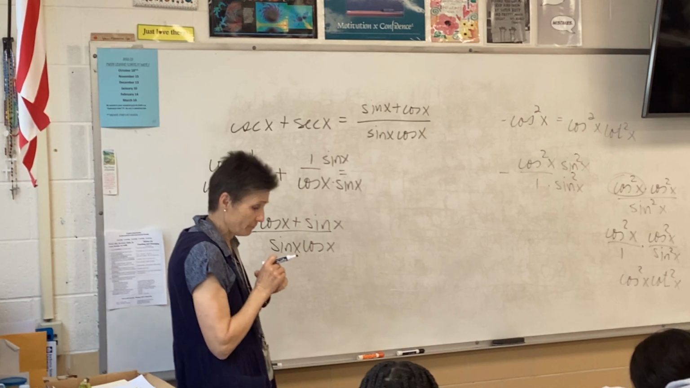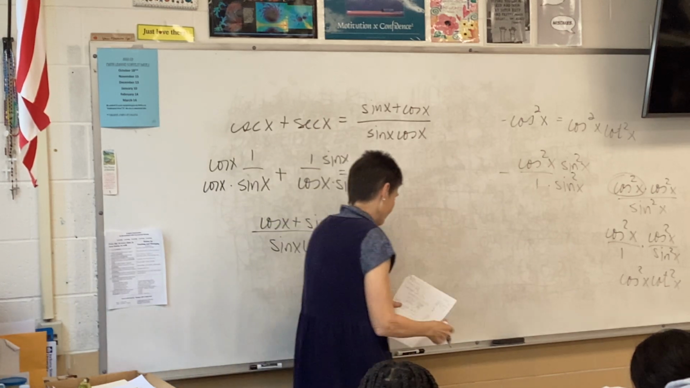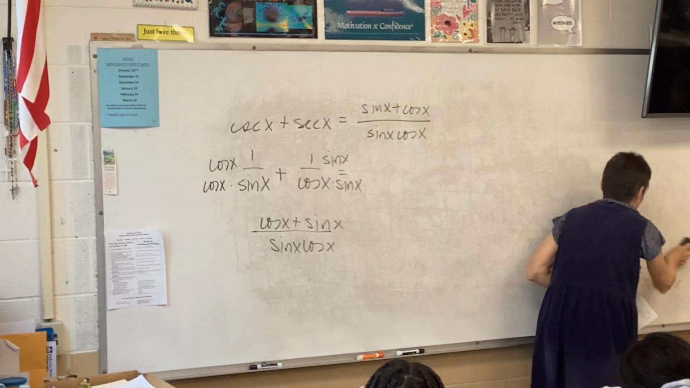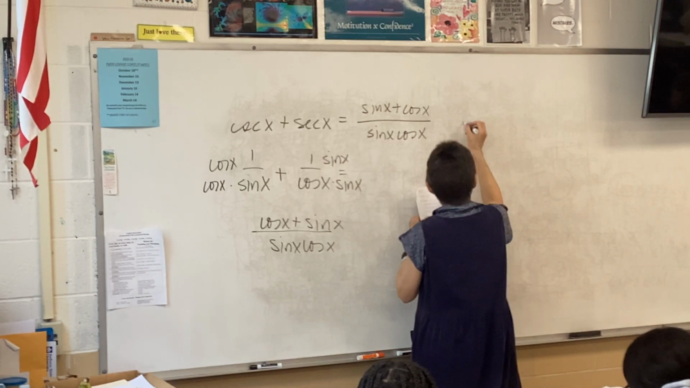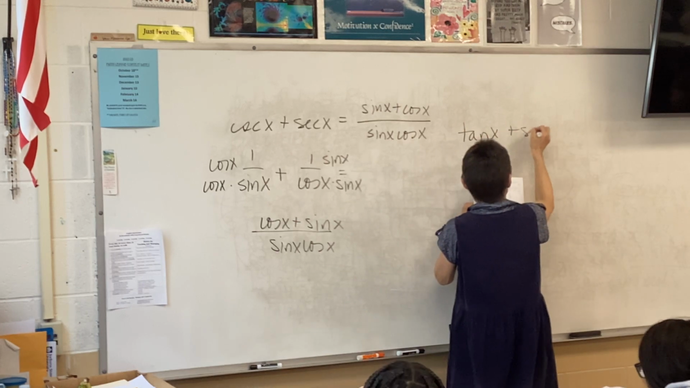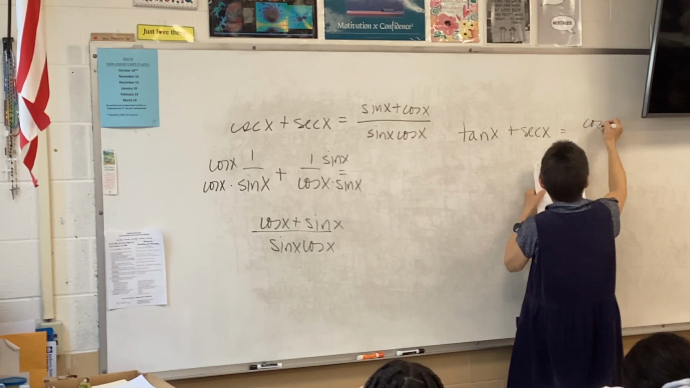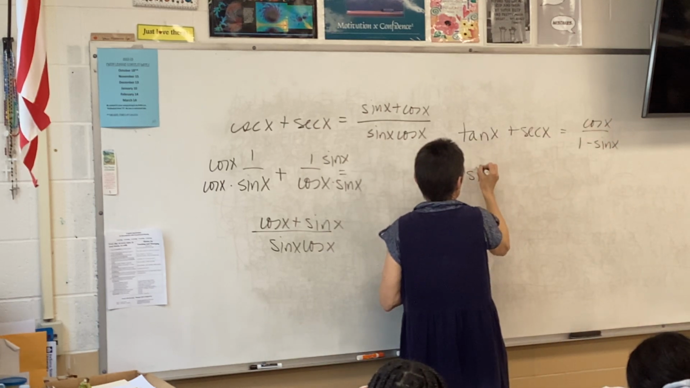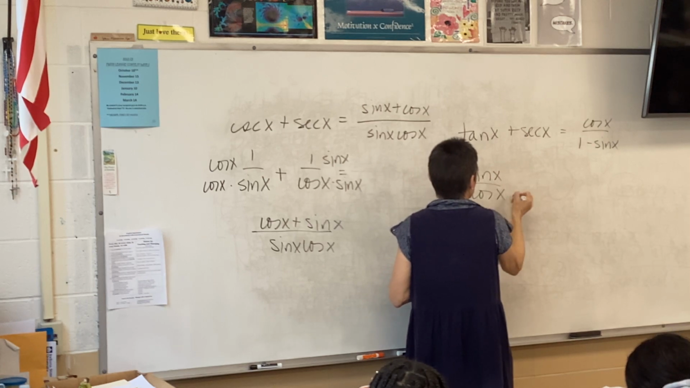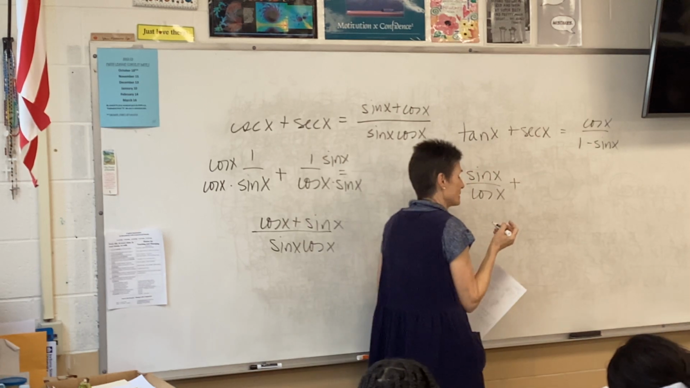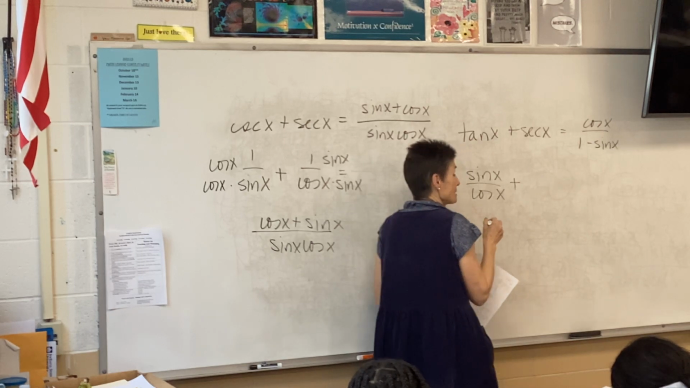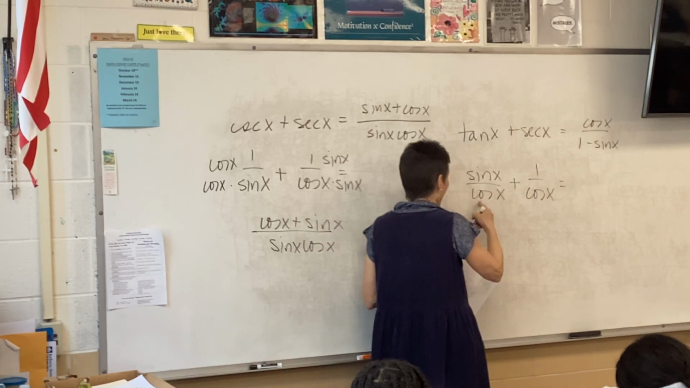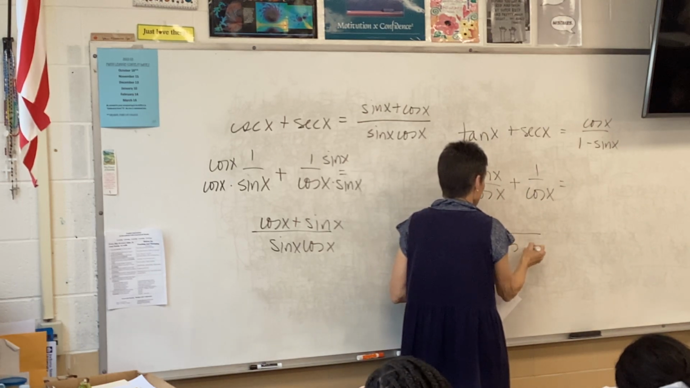Nothing to be frightened of. One more. You better already be writing down what you're doing here. What are you doing with this guy? Changing them into, so tangent, sine over cosine, that's on your sheet. You should know that already, but it's on your sheet. Secant is 1 over cosine. They already have a common denominator.